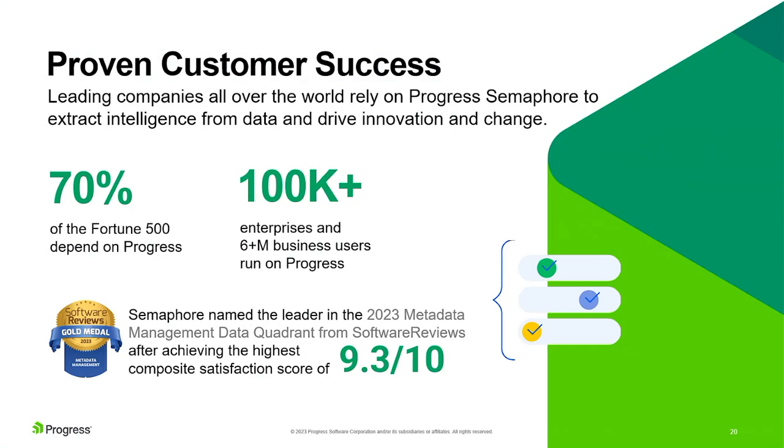So I know a lot of you today are probably very familiar with Progress. I know a lot of you today might be very familiar with Semaphore, but I thought it might be good to introduce a little bit of both. Progress Software was founded in 1981. It's publicly traded on NASDAQ. Semaphore was founded in 2006 and was subsequently acquired by Progress just this past year in 2023. But really the most important thing on the screen here today is that Semaphore, for the third consecutive year in a row, has been named by Software Reviews as the leader in metadata management solutions. If you have not already, I really encourage you to go out to the Infotech website, download the Data Quadrant report, and see what other customers are saying about Semaphore.